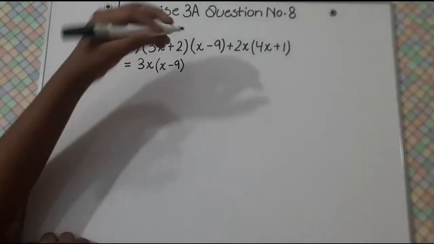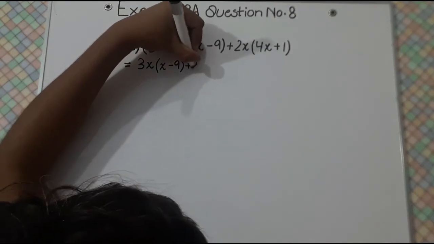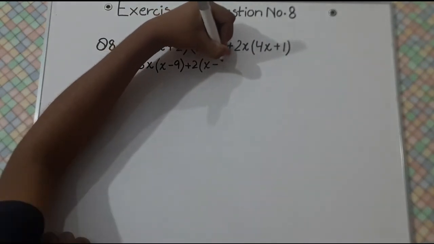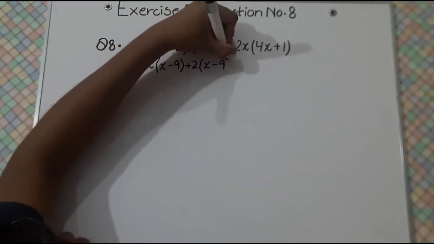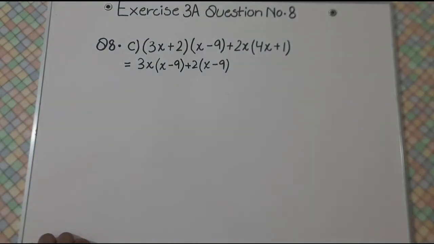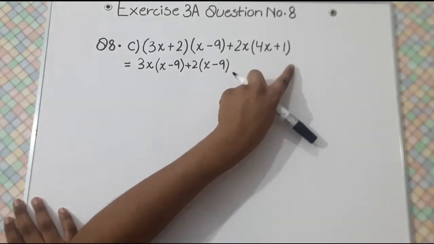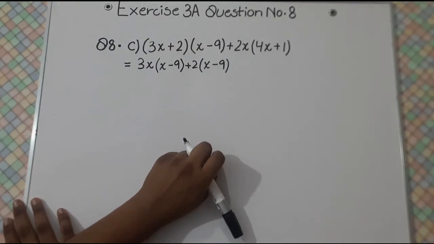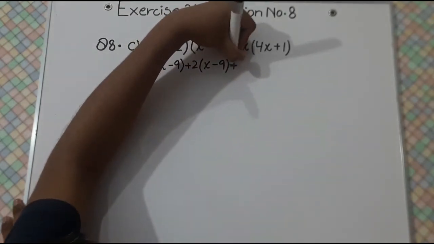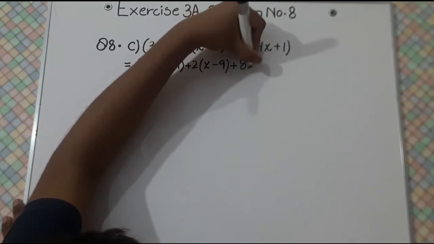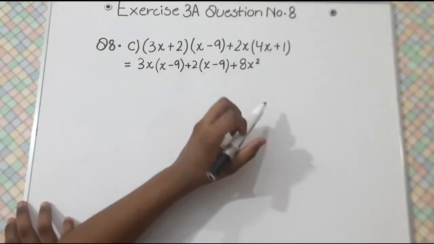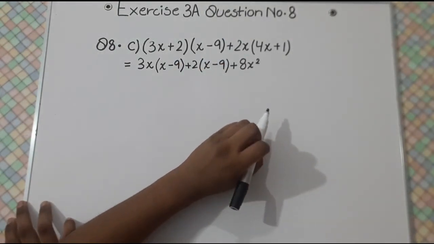Now we are going to write plus 2, x minus 9. Then we are going to multiply 2x with this bracket. So 2x multiplied by 4x would be 8x square. So plus 8x square and 2x multiplied by 1 would be 2x.